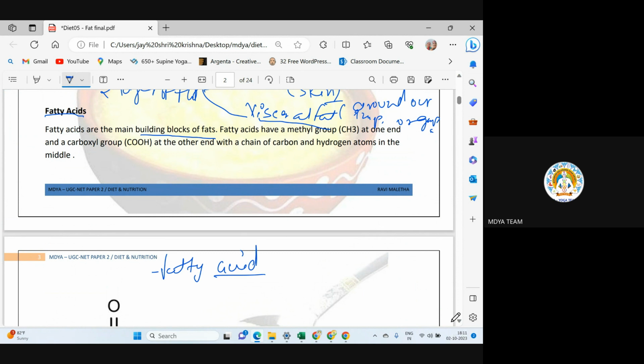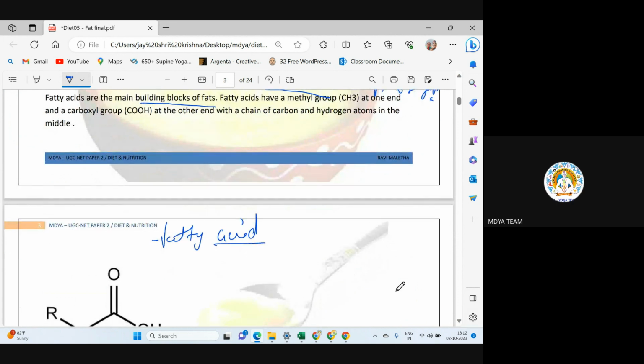I hope all of you are aware of the structure of protein. Yes, sir. Okay, please keep that structure in mind. Now we will discuss the structure of fat. So the structure of fatty acid, and one more thing, please don't confuse fatty acid and fat. These two are different terms.